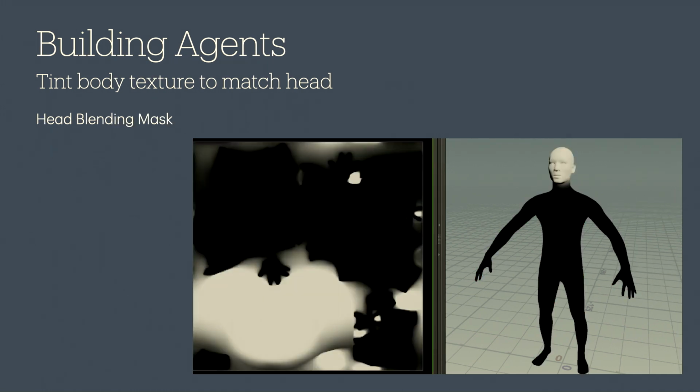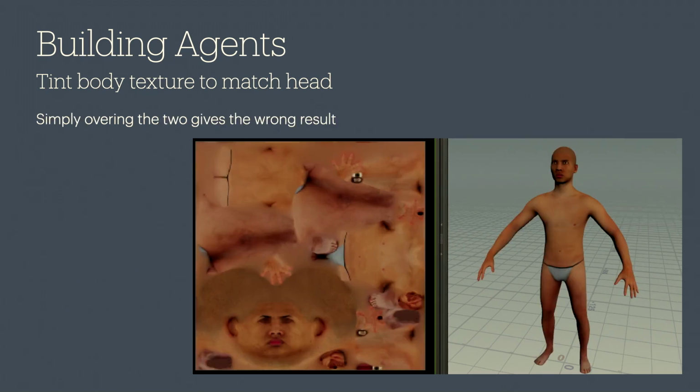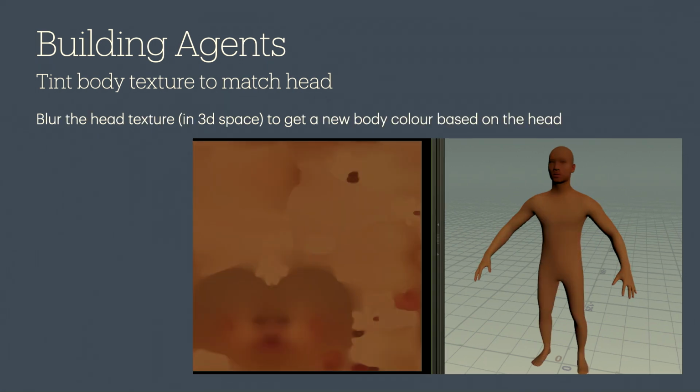Here we have a simple mask to define where we're going to blend the head texture in. Nothing much to that. And you can see here, if we simply composite the head texture over the body, it doesn't match very well or at all. So to make a new body base tone, the color derived from the head, we just take the head texture and blur the hell out of it. However, due to UV seams, you can't do that in 2D space. So apply that to the mesh as a point color, blur that, bake it out to a texture again. Lots of intermediate files in this setup.